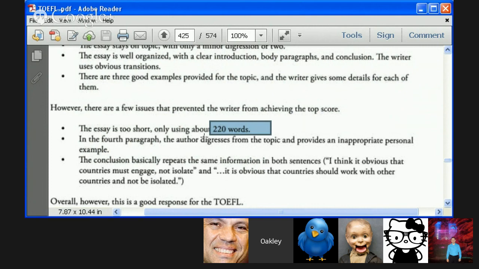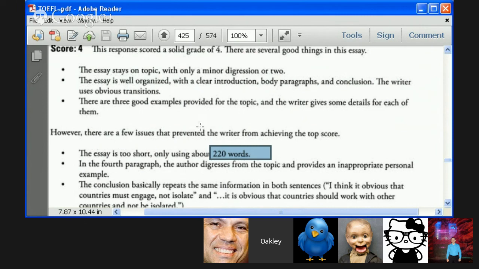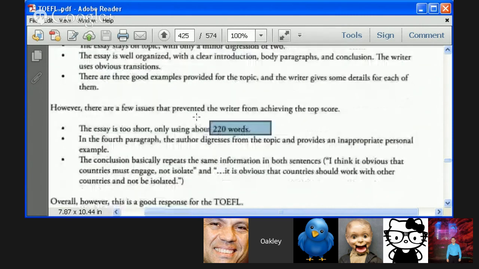Nader is asking, in the TOEFL exam, do students get feedback like this? Yes, they do. They will get a score and they will get feedback exactly like this with bullet points. To tell you the truth, this is pretty much exactly what it looks like, what we're looking at right now.